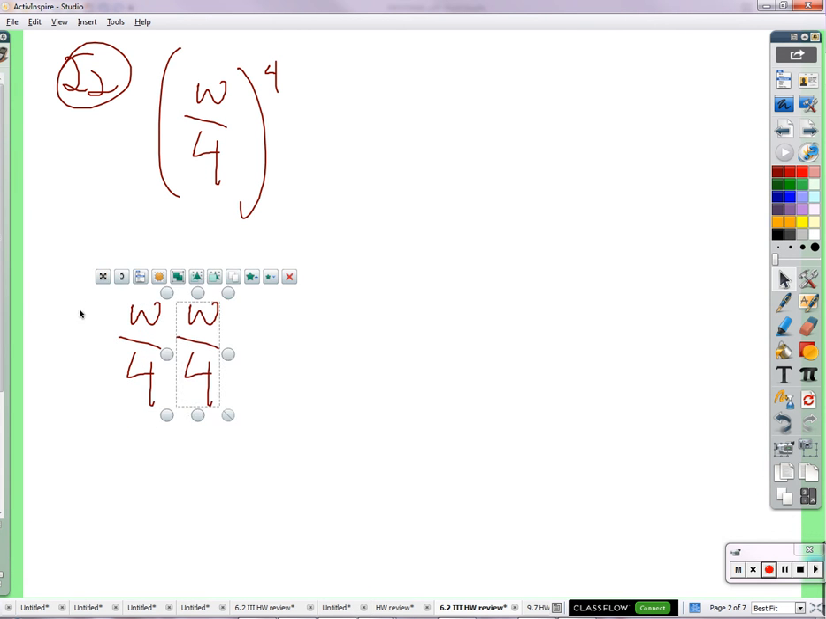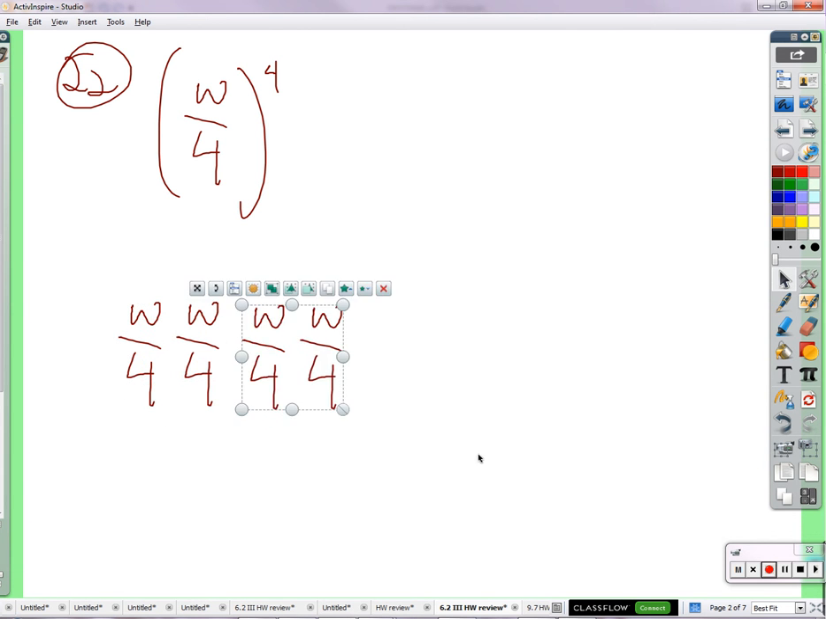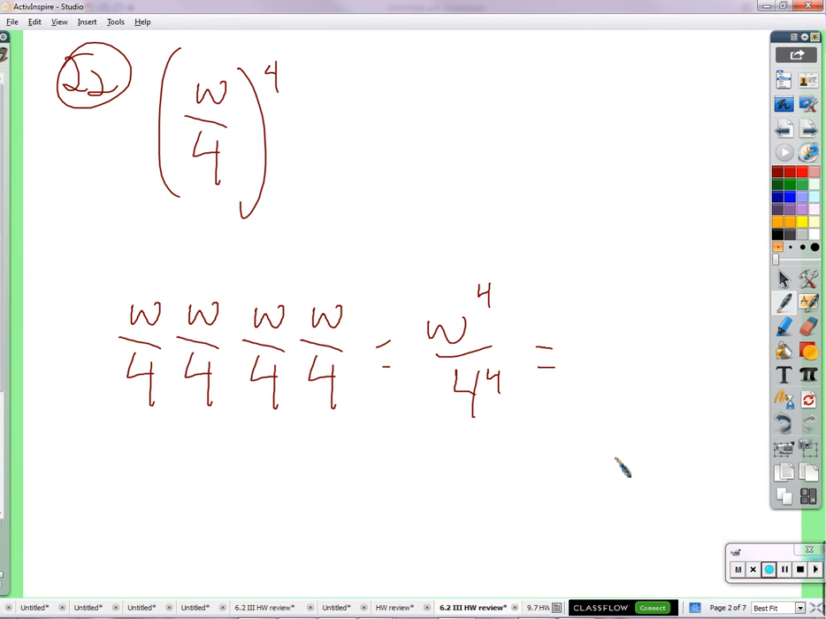So there it is, and 4 times, so we'll just do 2 more of those. And we multiply fractions straight across, so if we multiply this guy by that guy by that guy by that guy, then we'll have 4 W's. Since it's multiplication, we show that as W to the 4th power, and 4 to the 4th power, which is 256.